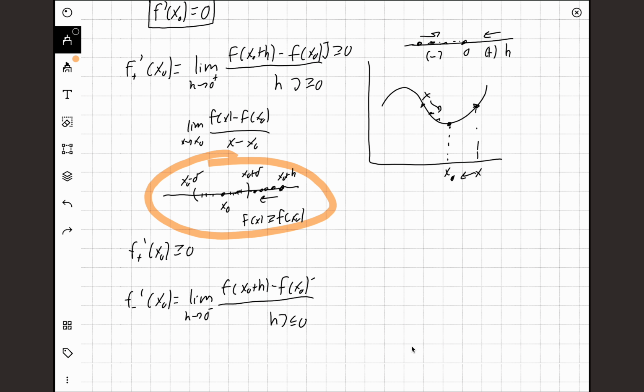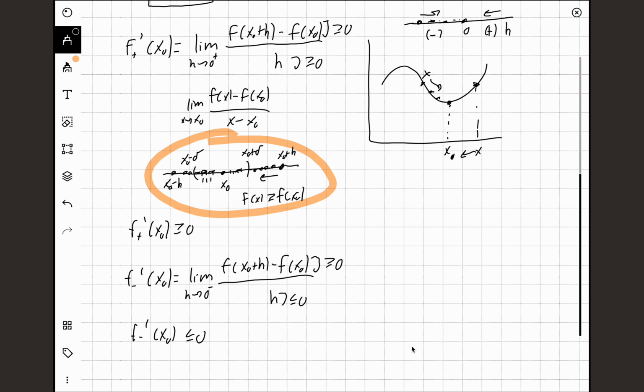And this over here will still be greater than or equal to 0, because again, our point x0 plus h will be somewhere here. I'm writing plus here, but h is actually negative. And then again, as h goes to 0, eventually our point will go inside of this area over here, and any point inside of here has the property that f of x is greater than or equal to f of x0. So this will still be greater than or equal to 0. However, h will be less than or equal to 0. So our left derivative will be less than or equal to 0, because if you have a fraction and one value is positive and one value is negative, obviously this will be negative.